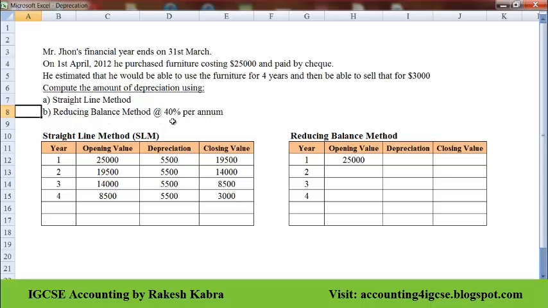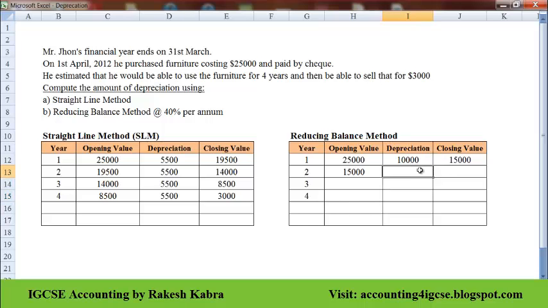And the rate is given. We need to depreciate the furniture at the rate of 40%. So see here, I will calculate 40% of this 25,000. Isn't it? So the 40% will become 10,000. Okay. So what will be the closing value? 25,000 minus 10,000. This is the closing value. Agree? And this closing value will be the opening value.